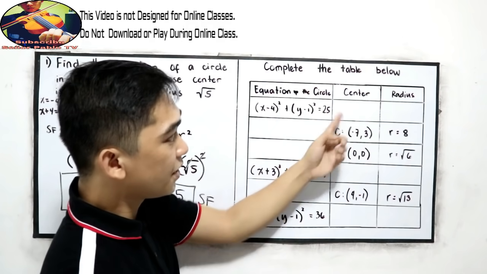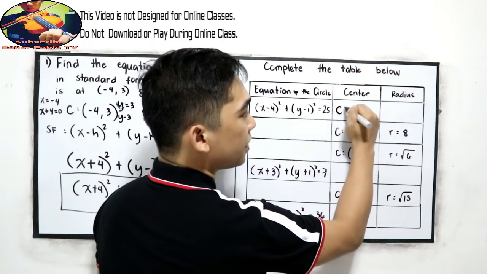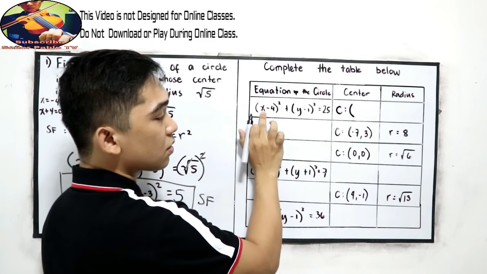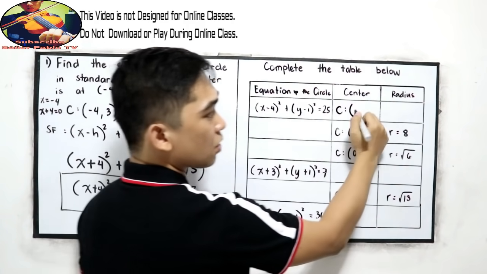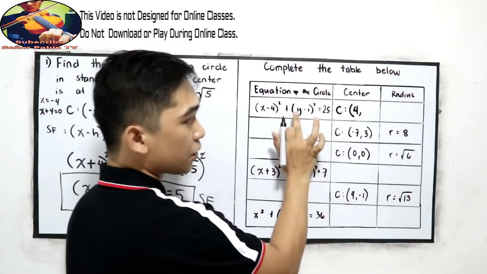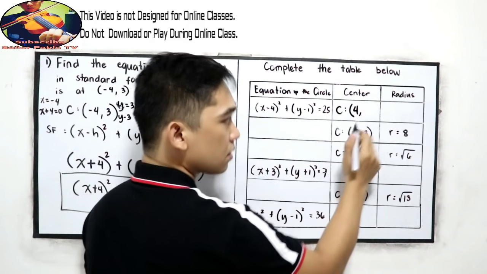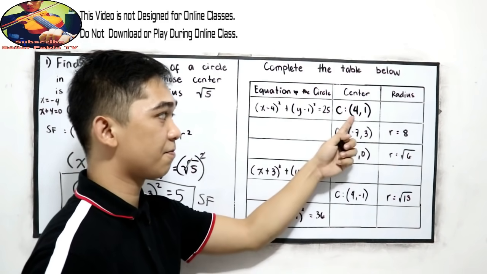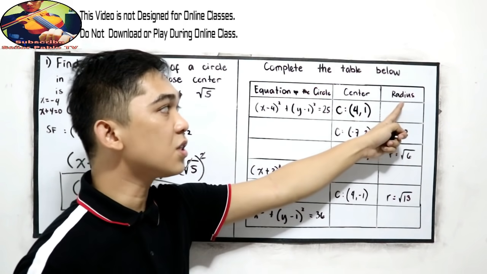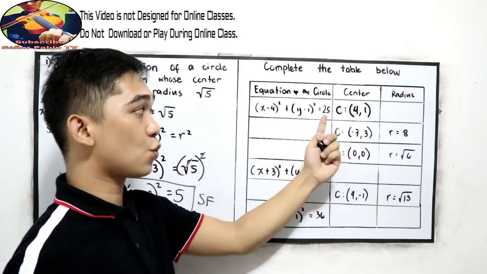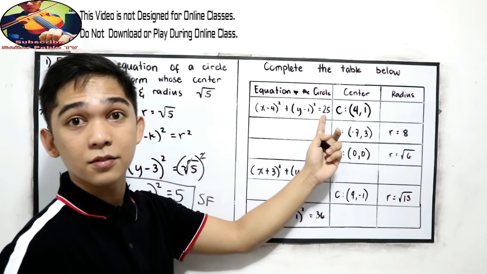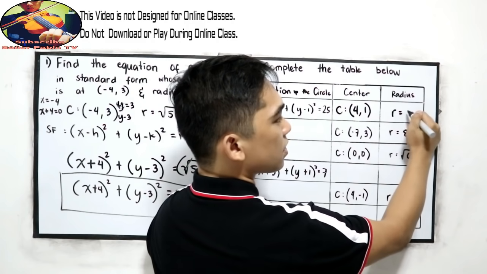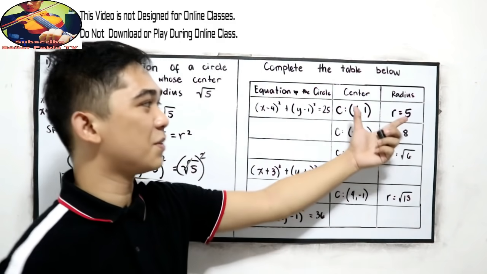So the center here, x is equal to positive 4, so that will become positive 4. Y is positive 1. Just change the sign. For our radius, get the square root of 25. So our radius is 5. And that will be the answer.